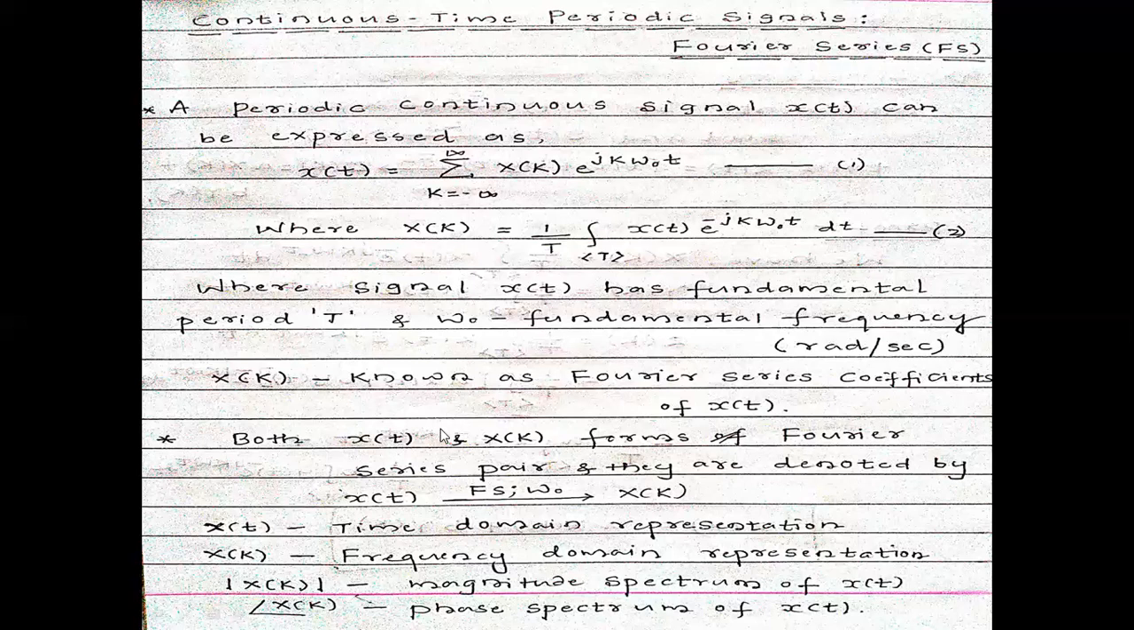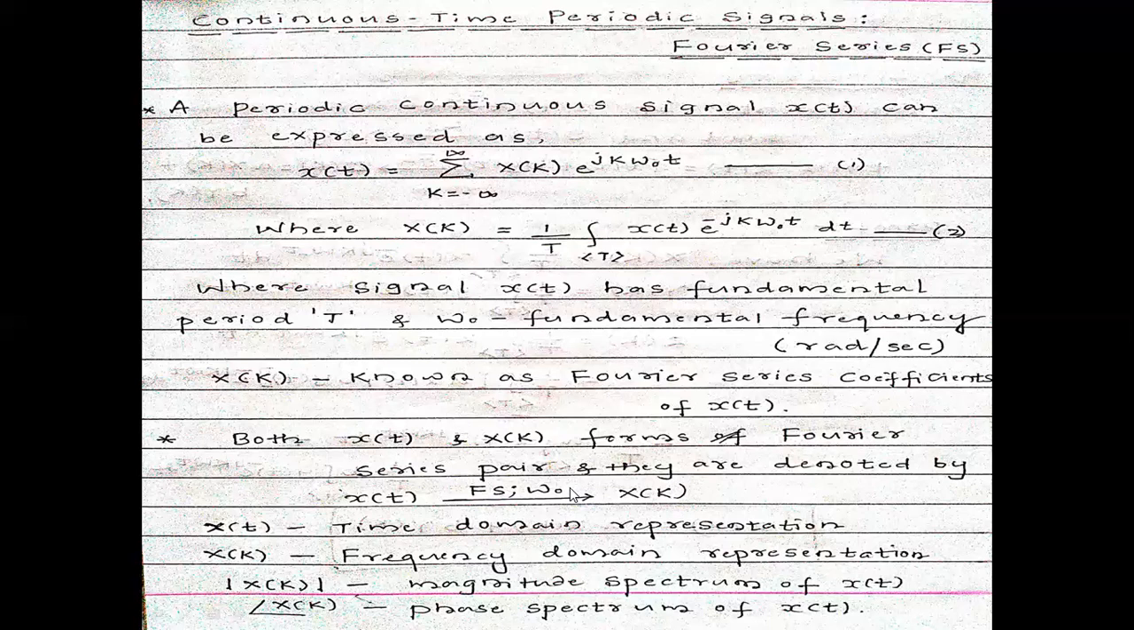Both this periodic signal x(t) and its Fourier coefficients X(k) are a Fourier series pair. That means if you know x(t), you can easily calculate X(k), and if you know X(k), you can calculate x(t). That's why they are known as Fourier series pairs, and they are denoted like this. When you perform the Fourier series, you will get the coefficients X(k), where k represents the discrete frequency values.